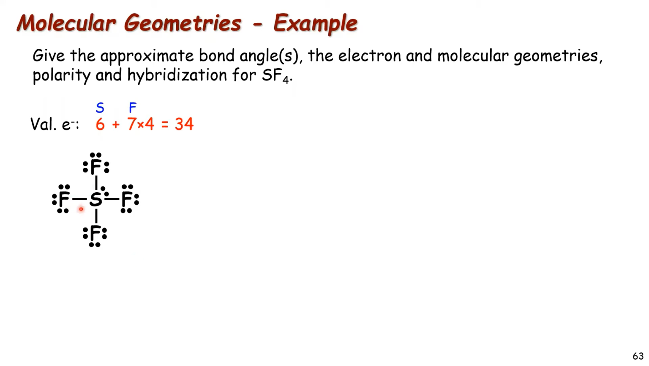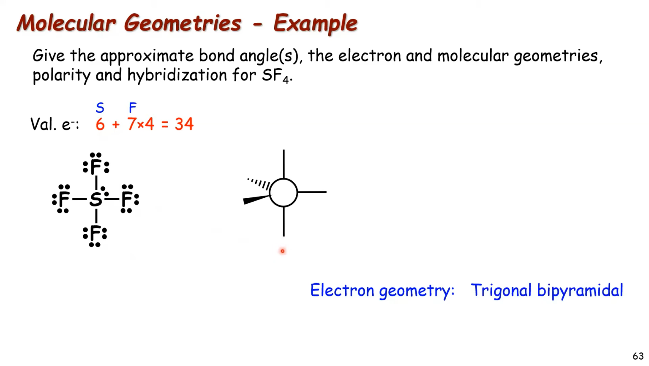Okay, so there's 1, 2, 3, 4, 5 regions of electron density. So our electron geometry then is going to be trigonal bipyramidal. That perspective drawing is going to look like this. Again, we have our central atom, one straight up, one down, and then all in the same plane, we have these three in this trigonal planar structure, all 120 apart, 90 degrees, of course, from the axial to the equatorial positions.